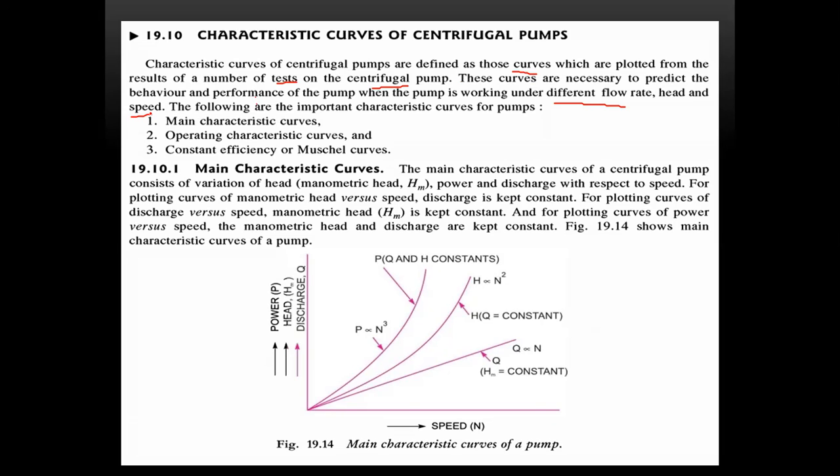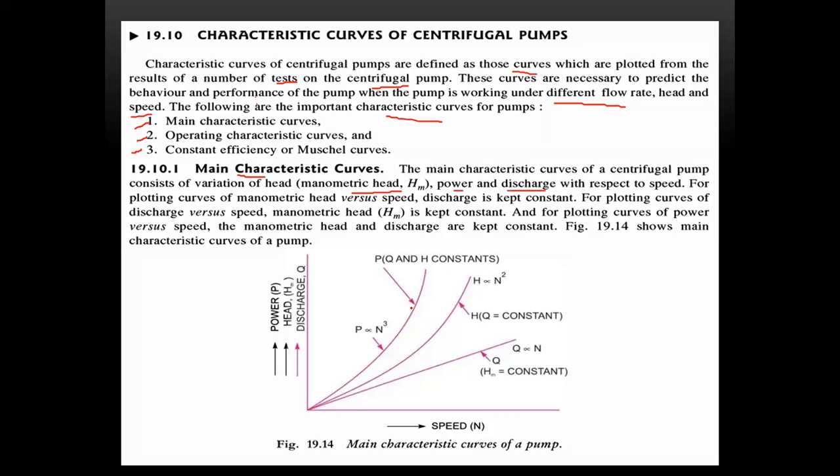Now, what are the important characteristics of the pumps? The first one is main characteristics, then operating characteristics, and constant efficiency or Muschel curves. So what are the main characteristic curves here? The main characteristics of the centrifugal pump consist of manometric head HM, keep this in mind, the power and the discharge with respect to the speed.